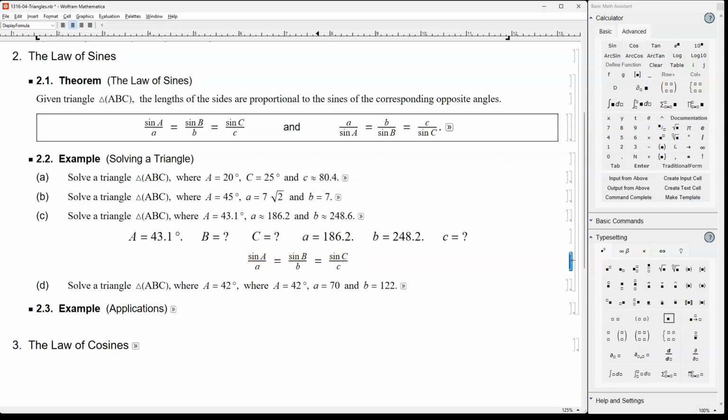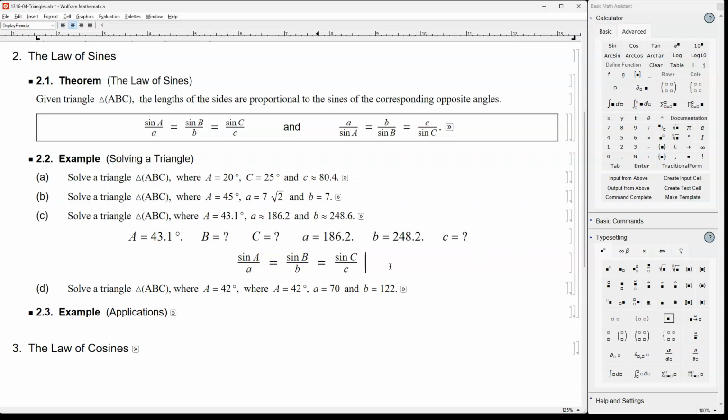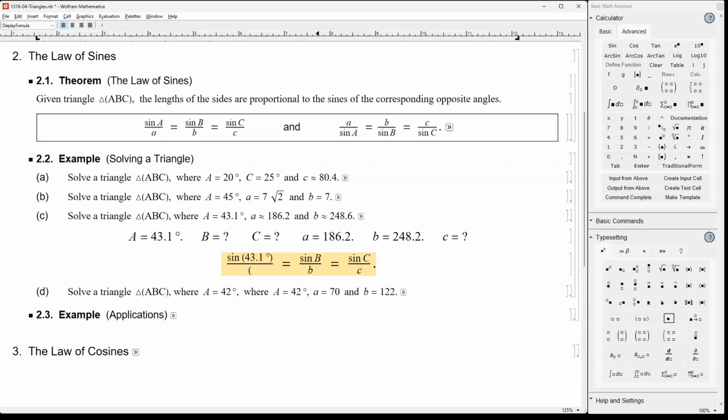And let's take a little bit bigger font. Okay, here let's put some numbers in. Capital A is 43.1 degrees. Capital B, I don't know. Capital C, I don't know. Small a, 186.2. Small b, 248.2. And small c unknown. Again, similar structure. Disregard this.